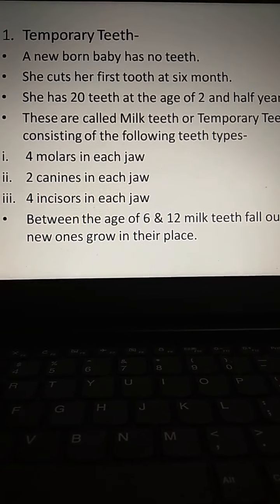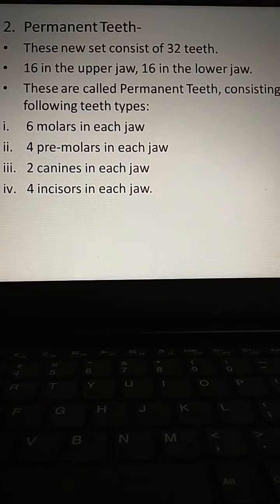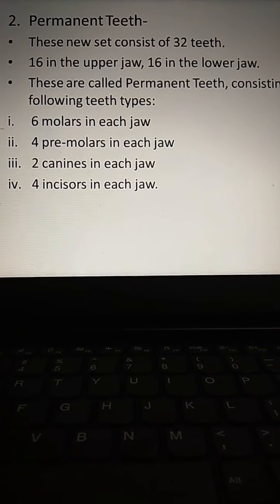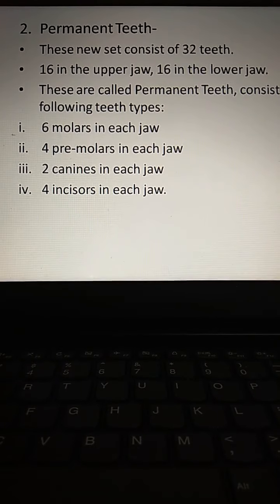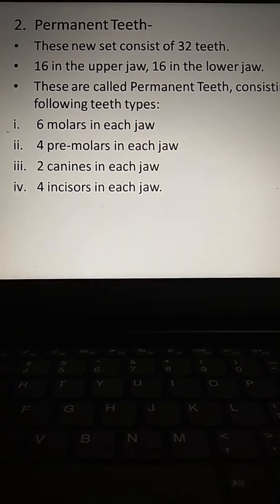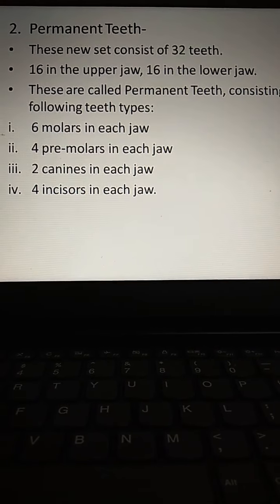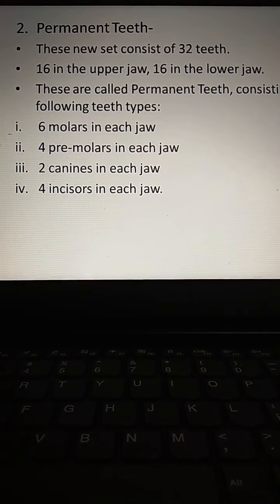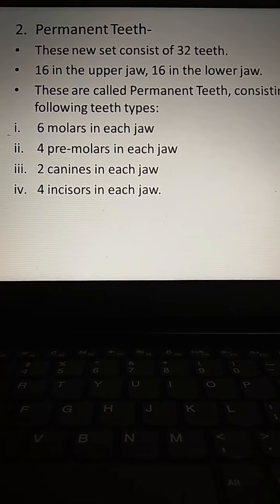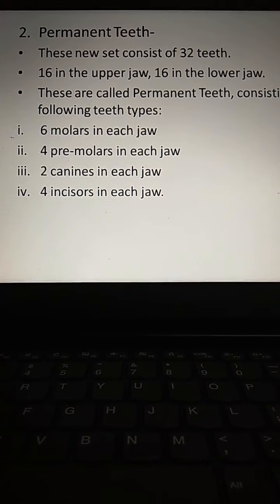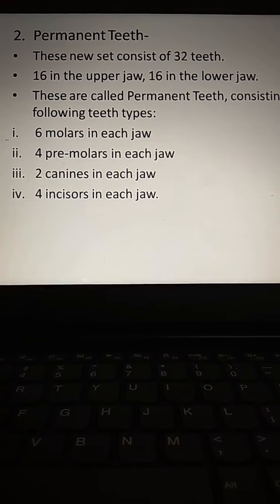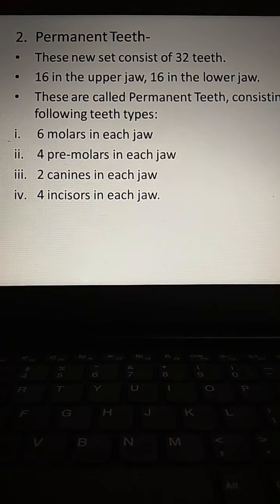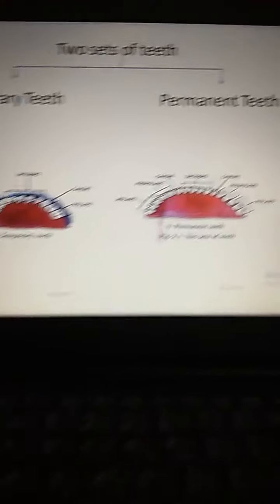Second set, that is the permanent teeth. This set consists of a total of 32 teeth, 16 in the upper jaw and 16 in the lower jaw. They will remain permanent, so they are known as the permanent teeth. Again, see this figure.